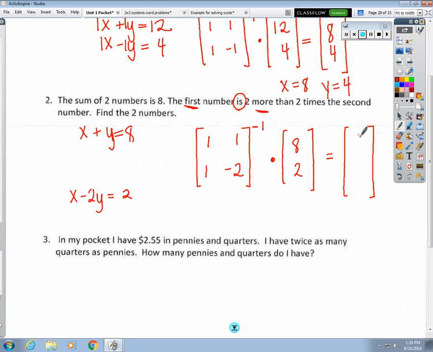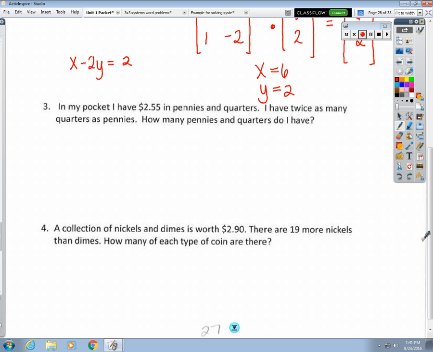So, okay, what are your answers? Okay, so that means x equals 6, y equals 2. Let's see if that makes sense. Do those numbers have a sum of 8? Yeah. Is one of those numbers 2 more than 2 times the second one? Think about it. If you take this second one and do 2 times it, you get 4. If you do 2 more than that, it brings you to 6, the first number.